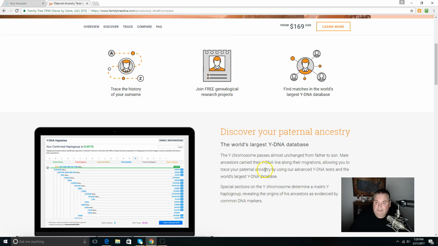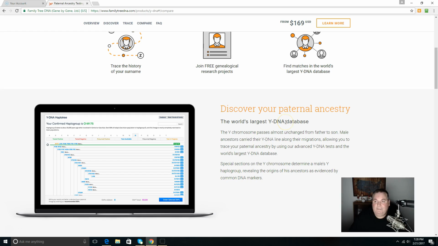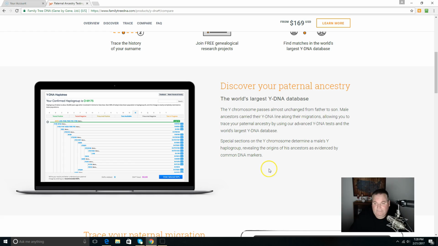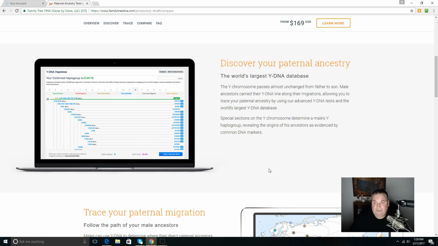What else you're going to have and find with this? You're going to find matches in the world's largest Y-DNA database offered by Family Tree DNA. You're going to be able to discover your paternal ancestry because the Y chromosome passes almost unchanged from father to son. Male ancestors carried their Y-DNA along their migrations, allowing you to trace your paternal ancestry using their advanced Y-DNA tests and the world's largest Y-DNA database.